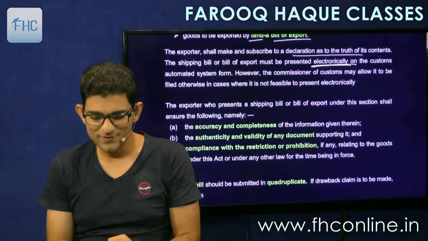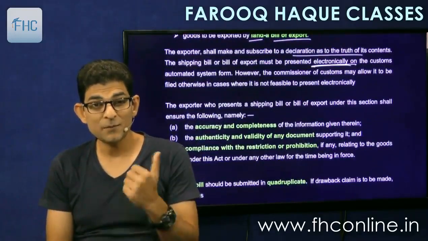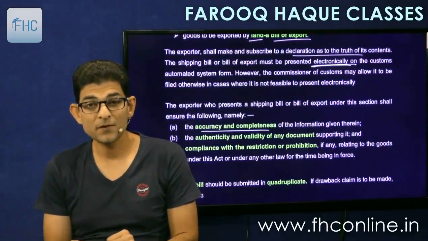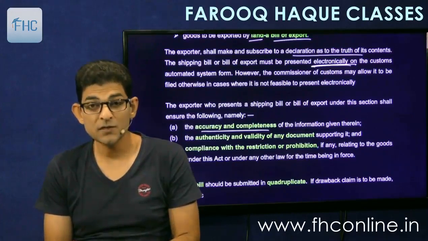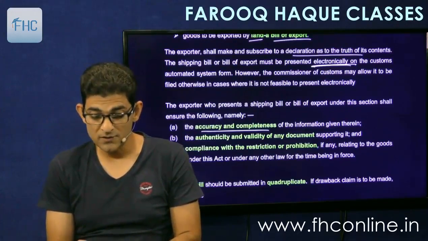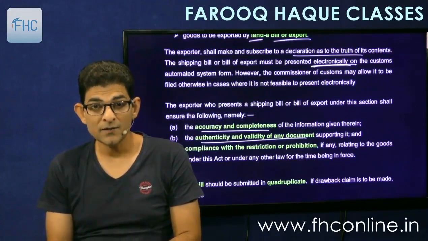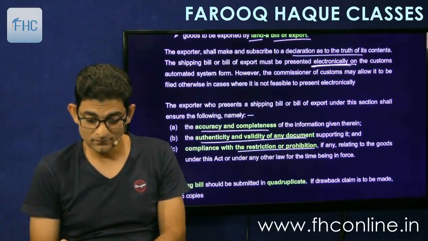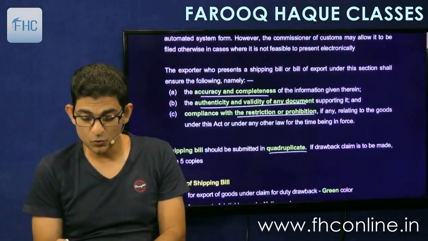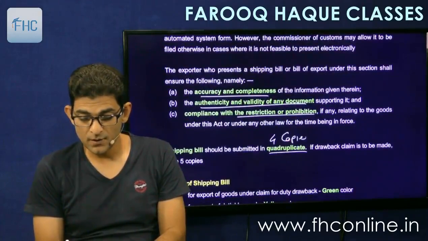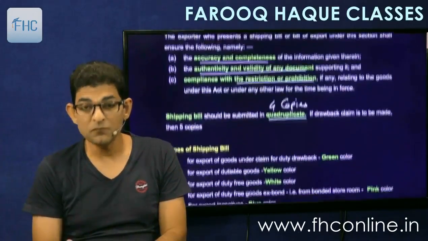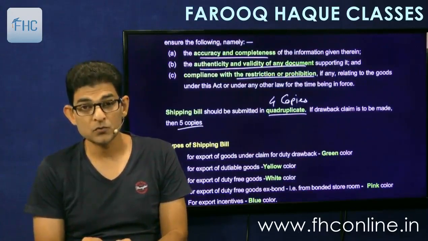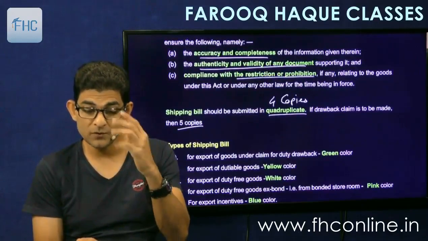And then again, you are responsible for three things, like in the import manifest: accuracy and completeness of the information, like in the bill of entry, authenticity and validity of documents, and compliance with the restrictions or prohibitions. And the shipping bill also will be submitted in quadruplicate, means 4 copies. But if you are going to file a duty drawback claim, then you have to have a 5th copy also. So you will add one more copy. So there will be then 5 copies.